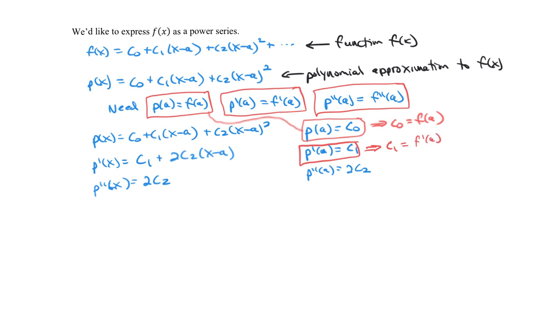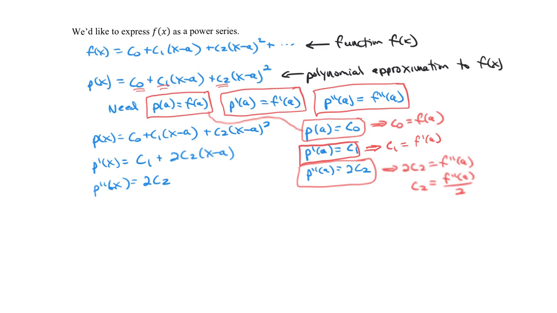And then finally, let's use this third one here. P double prime of A is 2 C sub 2. P double prime of A also is F double prime of A. So that implies that 2C sub 2 equals F double prime of A. Or in other words, C sub 2 is F double prime of A divided by 2. So now we know what these C sub n's are: C sub 0, C sub 1, C sub 2.